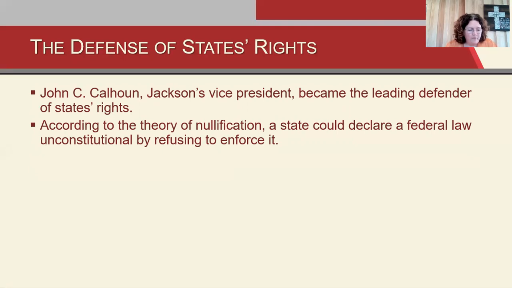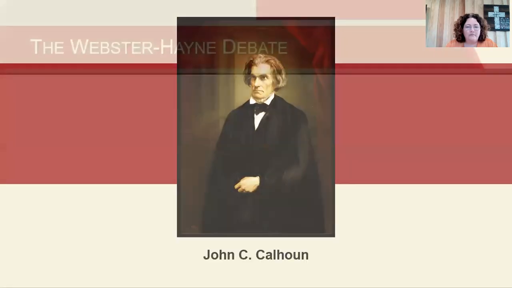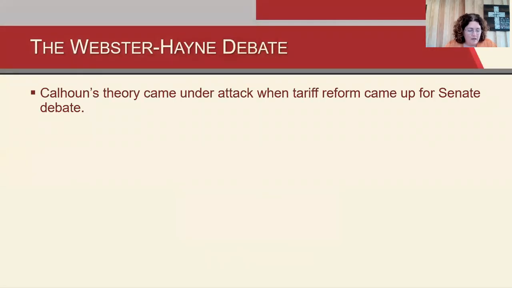According to the theory of nullification, a state could declare federal law unconstitutional by refusing to enforce it. Calhoun thought that nullification would satisfy the South by allowing it to protect itself from the ever-growing North without limiting its appeal in the North and the West. He hoped nullification would help him gain the presidency after Jackson and protect the outnumbered Southerners. But Jackson did not pursue tariff reform. The South tried to gain support for reform by bargaining with the West.